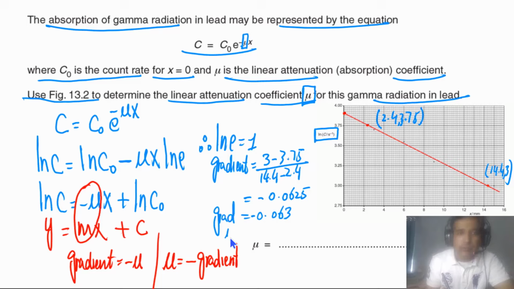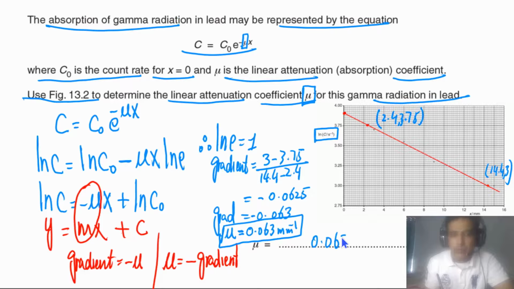So this is the gradient, and it is negative, so mu in this case will be equal to 0.063 per millimeter, because log of any quantity has no unit. So the answer for this one is 0.063 per millimeter.